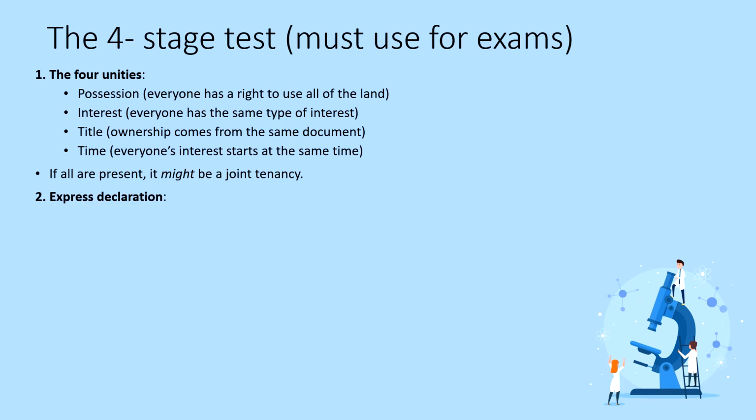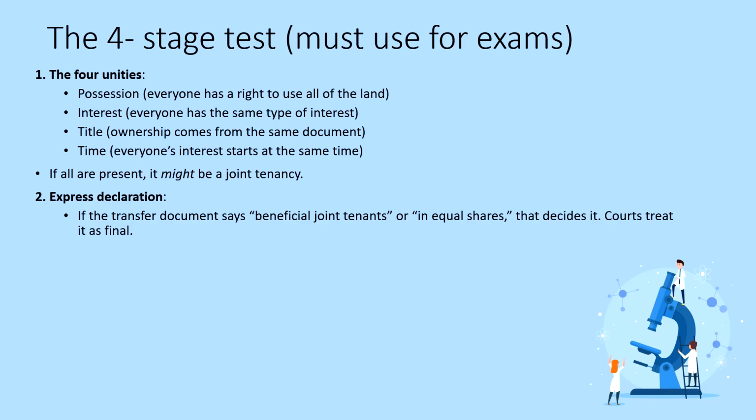But the main thing to look at will be express declarations in the deeds or any available contracts and so on. If the transfer document says very specifically that there are beneficial joint tenants, then that's conclusive, and we know obviously, okay, that's joint tenancy, case closed. Or if in contrast the transfer document says clearly in equal shares, you should have some kind of alarm bell going on in your mind saying, oh yeah, shares, I know that must be a tenancy in common.